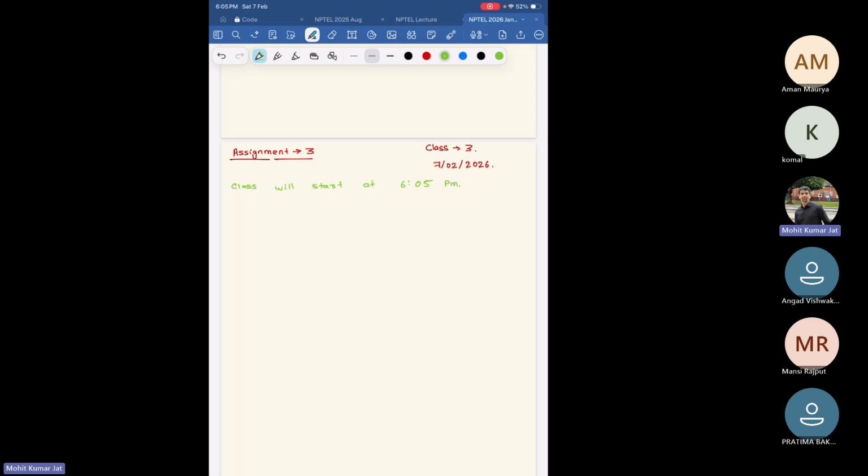And in today's assignment number 3, I'll be discussing the Fermi energy and the partition functions, different density of states, and basically the canonical ensembles. All those things will be discussed in this class.